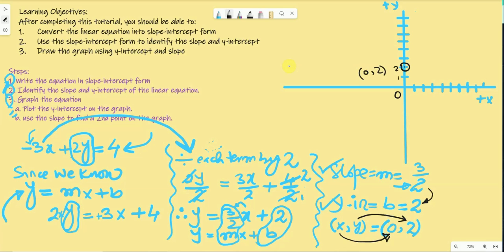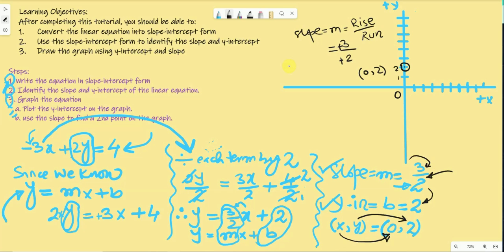To find out the second point with respect to the first point, we have to check our slope. So slope, which is m, is equal to rise over run. Remember, our rise is 3. You can see here rise is 3 and run is 2. This is our run. So run is 2. And both are positive.